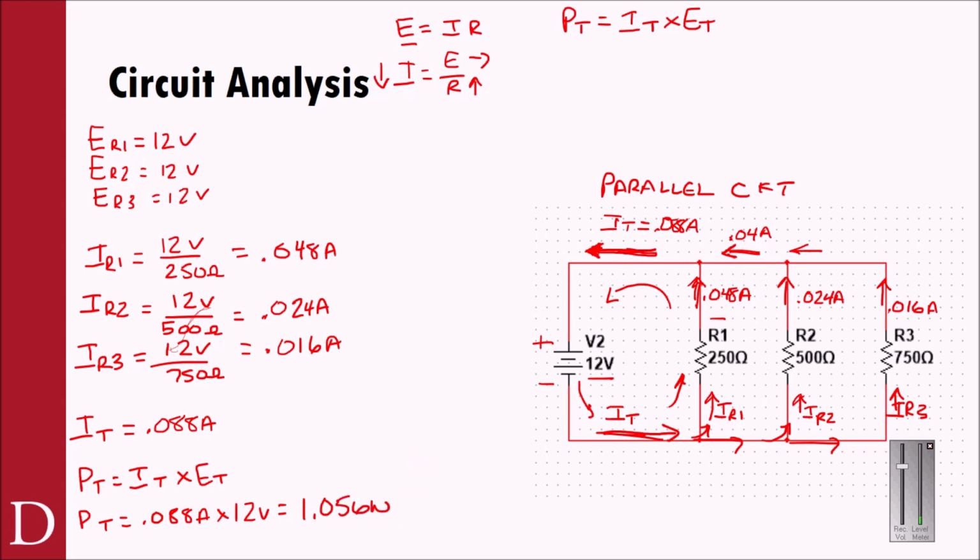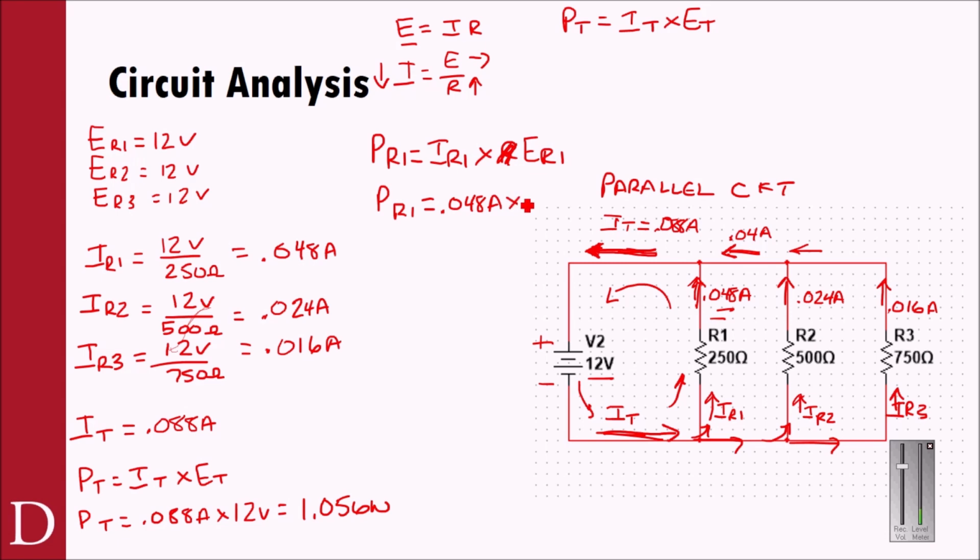1.056 watts. For that matter, if you want to calculate any of the individual powers, you do the same thing. You just take P of R1 equals I of R1, but now you multiply that by E of R1. So P of R1 is IR1, which we said was 0.048 amps.